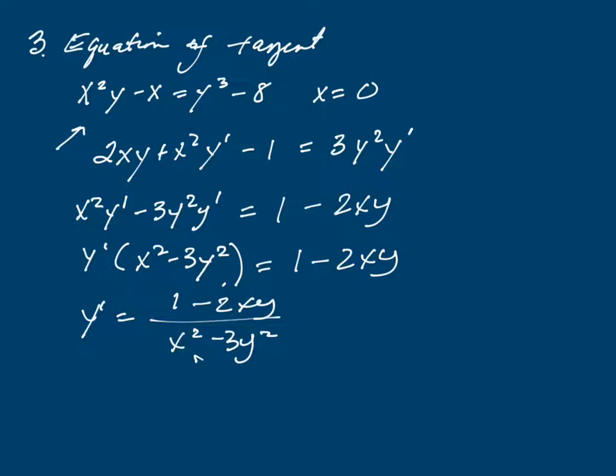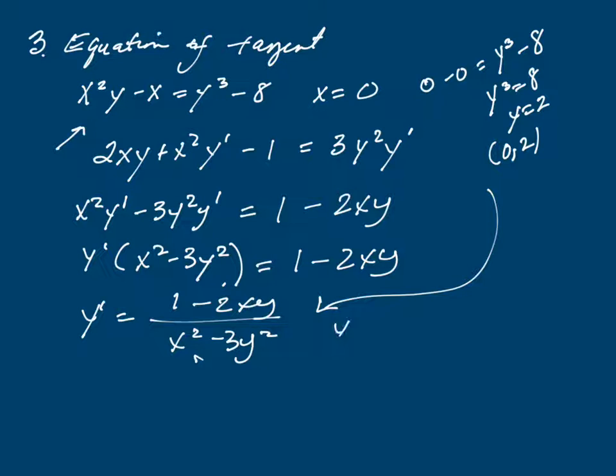Now you have x equals 0, so we have to see what we get for y when x is 0. So we would have 0 minus 0 equals y cubed minus 8. So y cubed equals 8, so y equals 2. So the point is (0, 2). When we put that back in here, y prime is equal to 1 minus 0 over 0 minus 12. So we get y prime is negative 1/12.